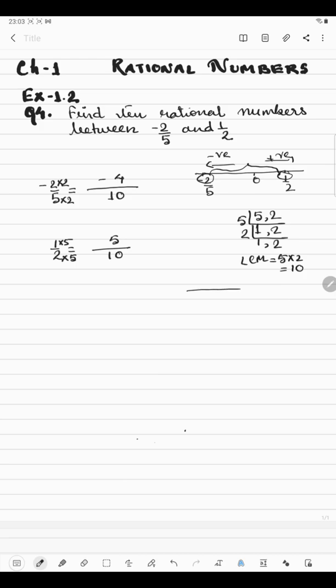Now if you draw the number line, suppose 0 is here, here is minus 4 and here is 5. So how many numbers are coming in between? Here is minus 3, minus 2, minus 1, here 1, 2, 3, 4. So we will have to take up to this. We cannot take minus 4 and 5 because we will have to write the numbers in between. So 1, 2, 3, 4, 5, 6, 7, 8. Total 8 numbers are coming.